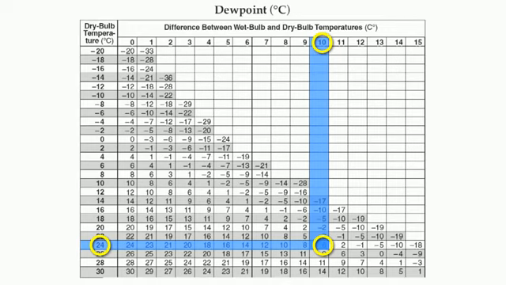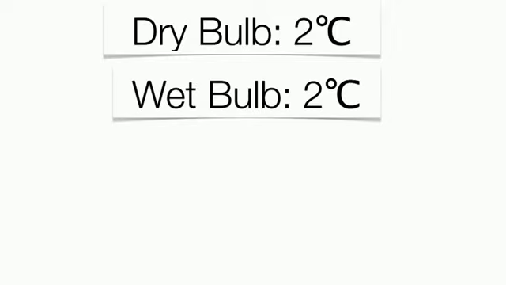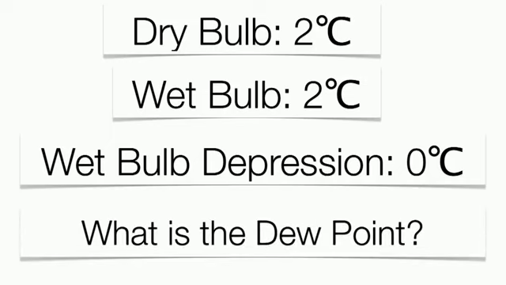So you see that you can use these charts a little bit backwards as well. To give you one more example with the dew point. Dry bulb of 2, wet bulb of 2. You subtract them, you get a difference of 0. From there, we want to know what is your dew point.